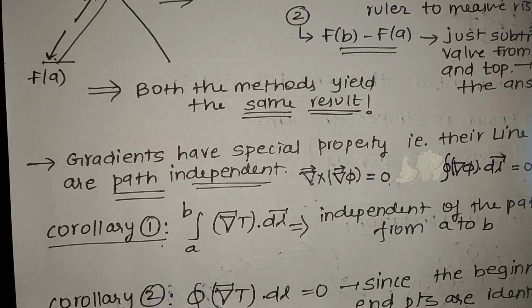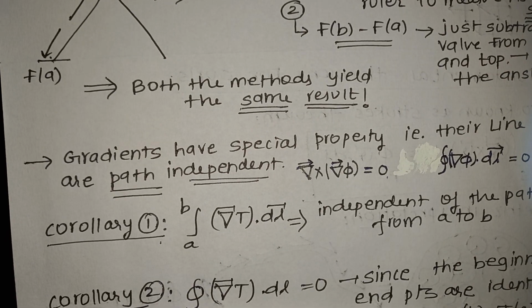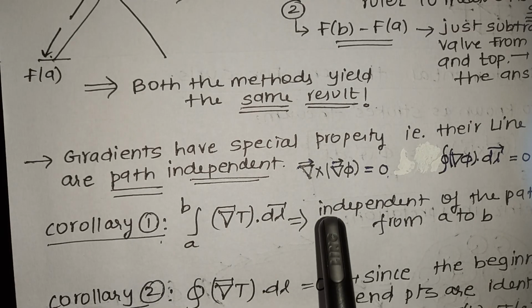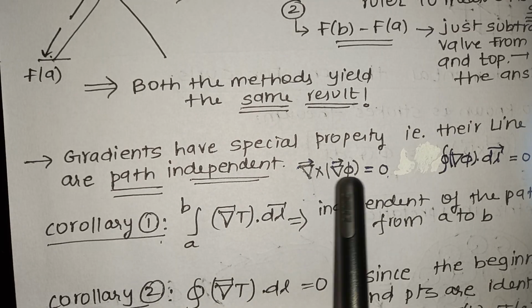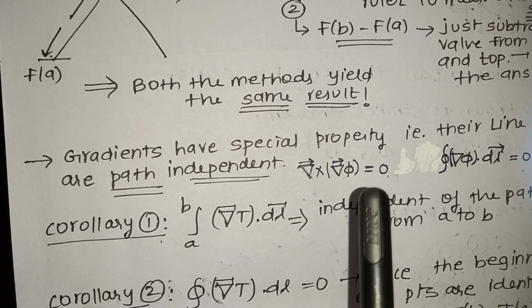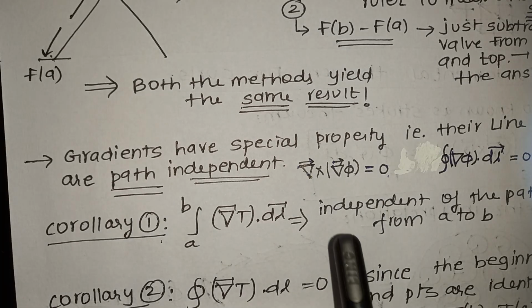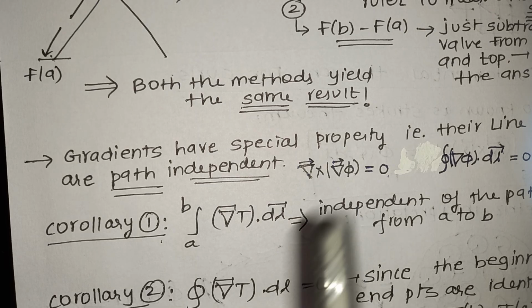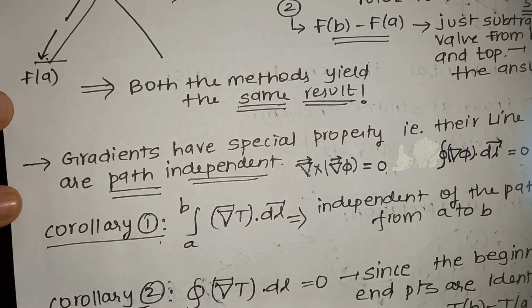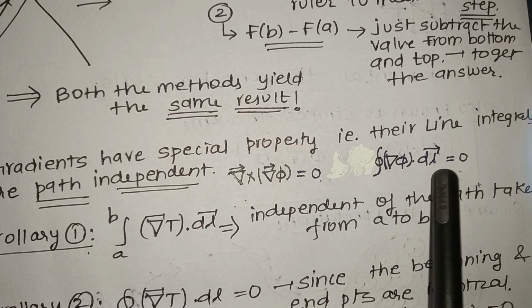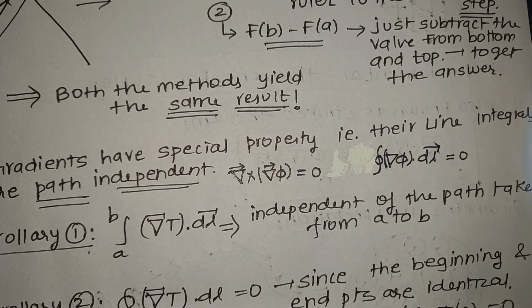Gradients have a special property, that is their line integral is path independent. That is because we know from the vector identities that the curl of grad phi is equal to 0. If the curl of a function is 0, that means there is a grad phi associated with it. And also the closed line integral of grad phi dot dl is equal to 0.